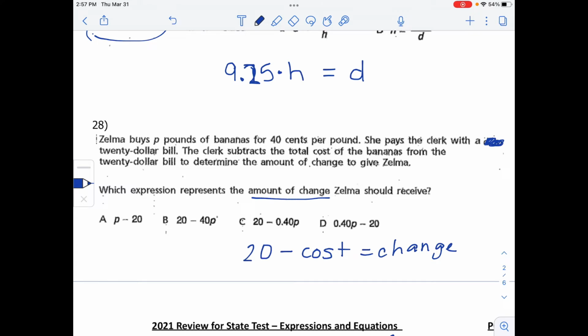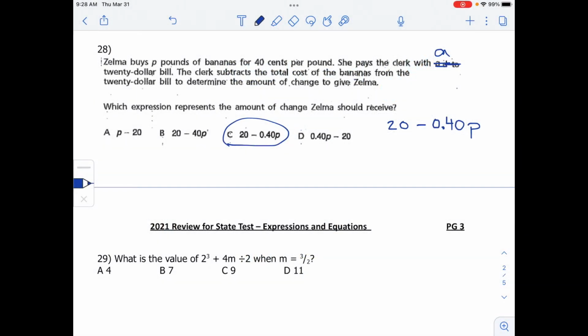Right, so that means we know we have to start with 20. Since the $20, I can cross out A and D. Since the $20 is listed as 20, anything with cents would have to be in decimal form. 40 cents we can write as 40 hundredths. Right? So that automatically means I can cross out choice B. It has to be C. Why is that? Because we have $20. We're going to take away the 40 cents per pound. 40 cents times the number of pounds would be the cost of all the bananas. And there's our expression.